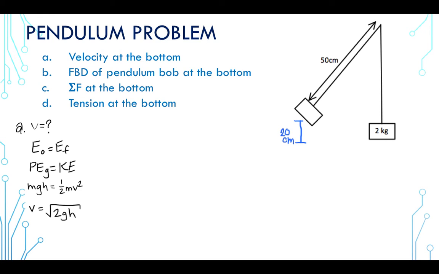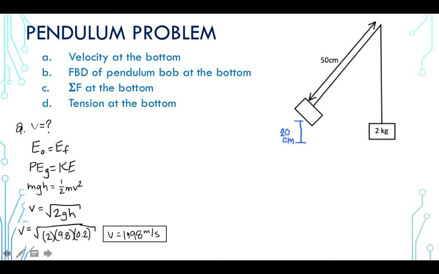We'll notice that the m's actually cancel when we solve for v. Velocity is only dependent on acceleration due to gravity and the height. We plug in our givens, 2 times 9.8 times, and we want to make sure we plug in 0.2 meters, not 20 centimeters. We get a velocity of 1.98 meters per second.